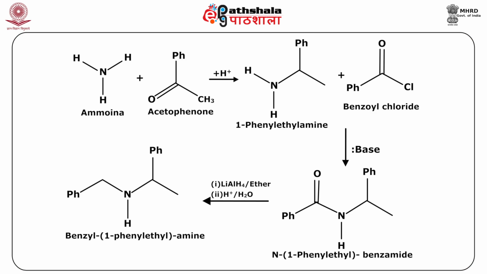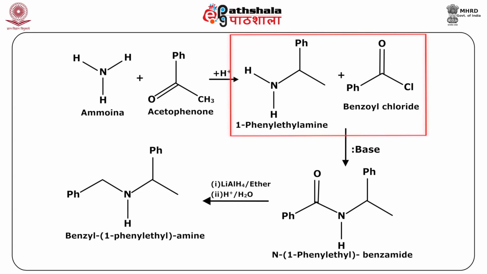The synthesis of benzyl 1-phenylethylamine is shown here in the figure. The target molecule can easily be synthesized from the simple starting materials ammonia and acetophenone as shown here in the disconnection approach. In step 1, acetophenone on reaction with ammonia under acidic conditions forms 1-phenylethylamine.